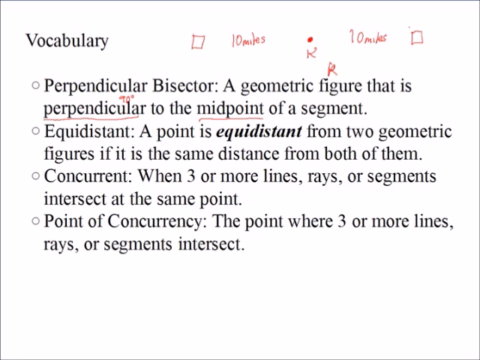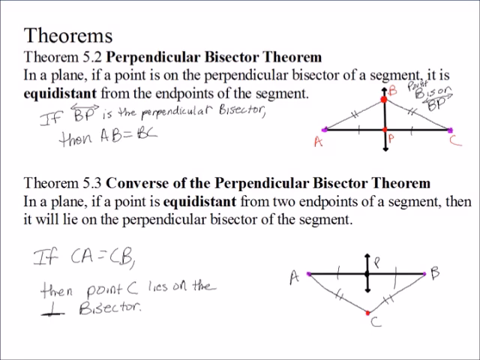And point of concurrency and concurrency are the same topic. Point of concurrency is where three or more lines, rays, or segments intersect at the same point. So anytime you have something intersecting at the same point, you're going to know where your point of concurrency is. Next page. So we have a couple of more theorems that we want to get into.